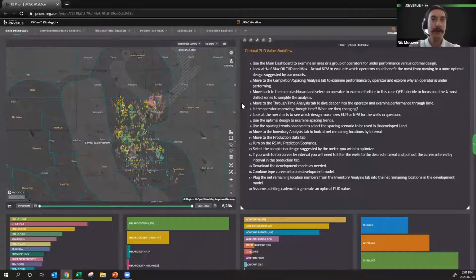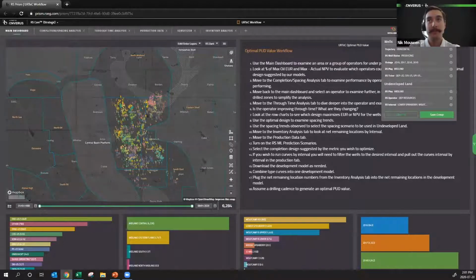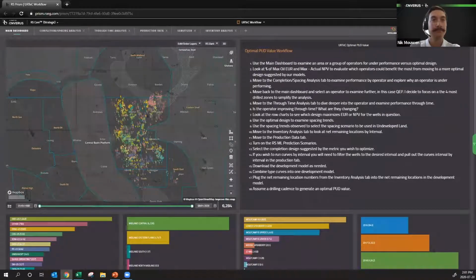Just to start off, I'll show you the well set that we're starting with. I'm going to open our filters here. Essentially, we're looking at horizontal producing wells from 2016 to 2019 in the Midland Basin. I've gone ahead and filtered the most active operators over that time period, so any operator that's drilled over 200 wells over that 4-year time period is what we're looking at. That's our filter set that we're starting off with.